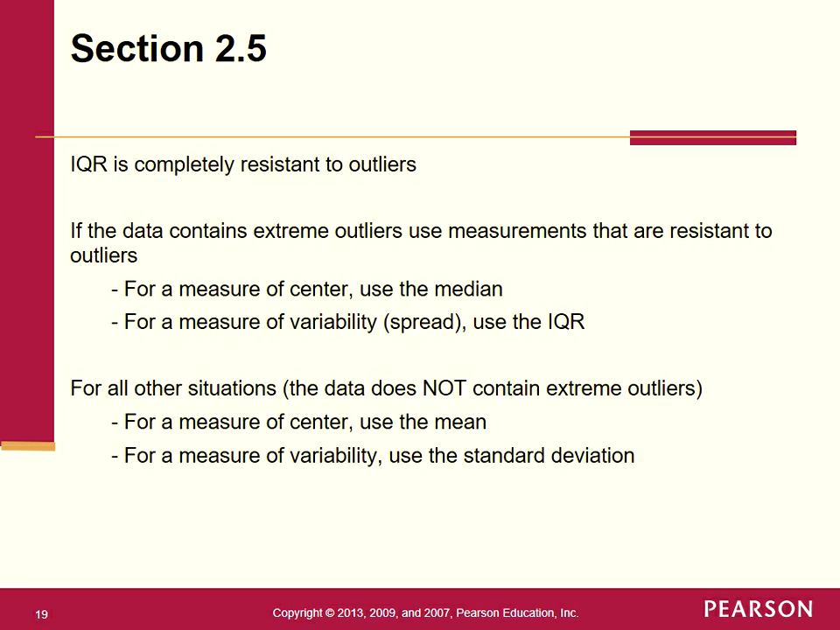Now why do we want to use the mean and the standard deviation for all other situations? Well, there's a lot of value in looking at every single value in your data set, and the mean and the standard deviation both do that. So most of the time we're going to use the mean and the standard deviation for measures of center and variability, but in those couple of cases where we have these extreme outliers, we might want to switch over to the median and the IQR.